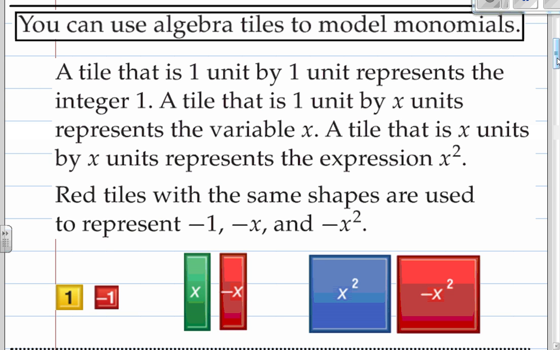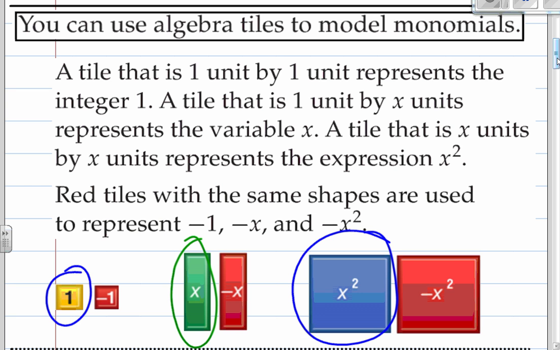It says a tile that is 1 unit by 1 unit represents the integer 1. They'll be using this to represent 1 unit, or just 1. And a tile that is 1 unit by x units is represented by the variable x, and they'll be using this as a visual for that. A tile that is x units by x units represents the expression x squared. And of course they'll be using this one right here for that.